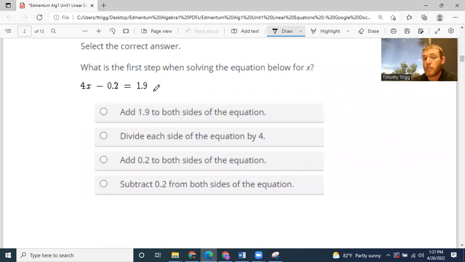Okay, this one has decimals. That's okay. It's no big deal. Okay, same thing. What would we do first to help us solve for X? Well, I hope you can see that we would add 0.2 to both sides of the equation using the addition property of equality.